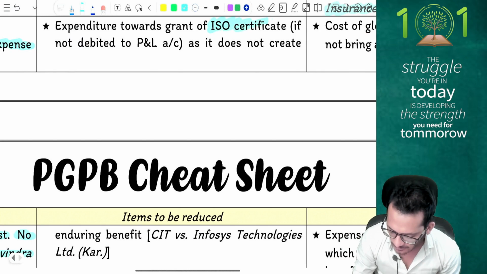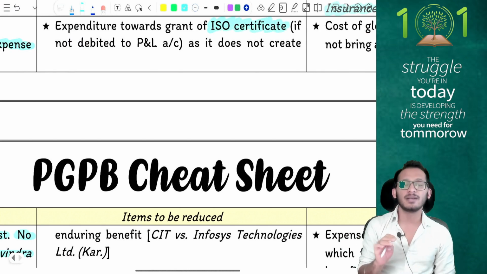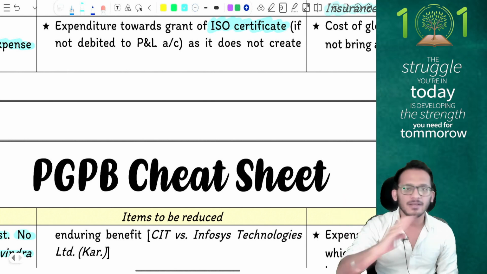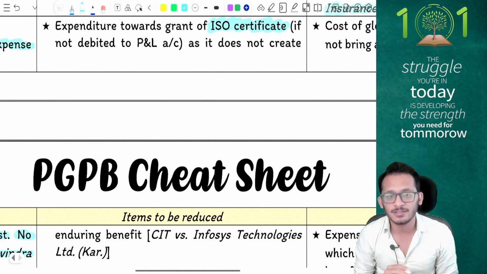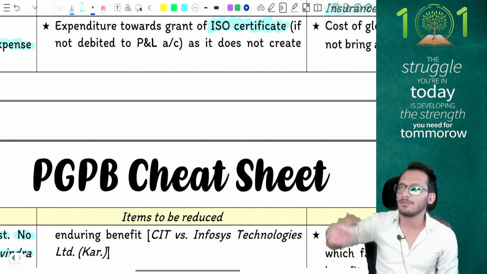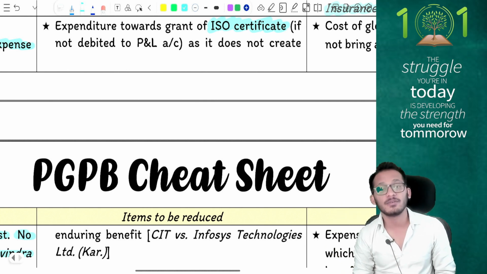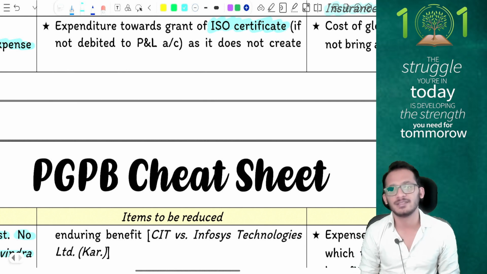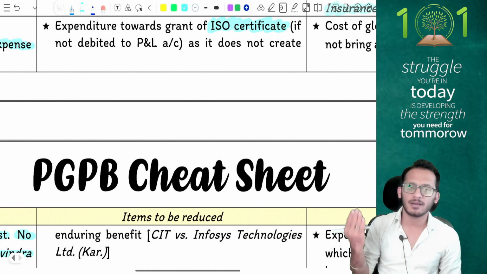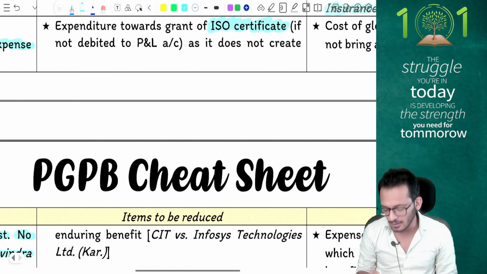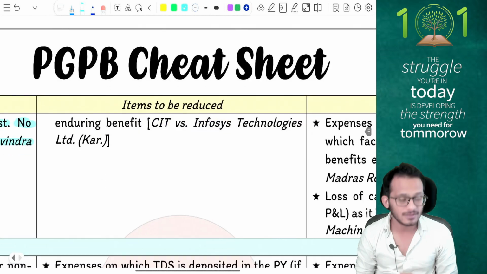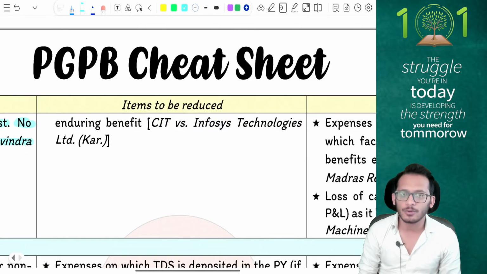granting of ISO certificate. Yes, understand ISO certificate is more of a common thing which happens every year and therefore there is no capital asset which is coming into existence because of this. So therefore whatever expenditure you incurred for ISO certificate will be treated as a revenue expenditure. If it is not claimed in your P&L account, you can claim it in your P&L as a deduction. This was clarified in Infosys Technologies Limited, Karnataka High Court.